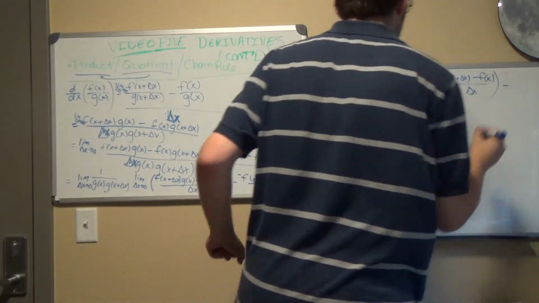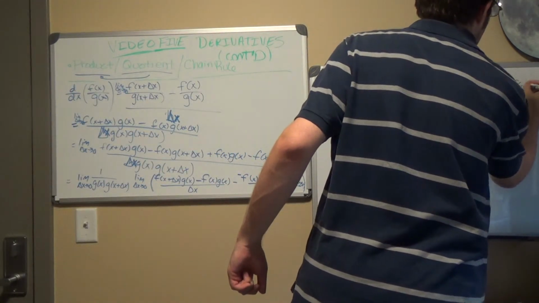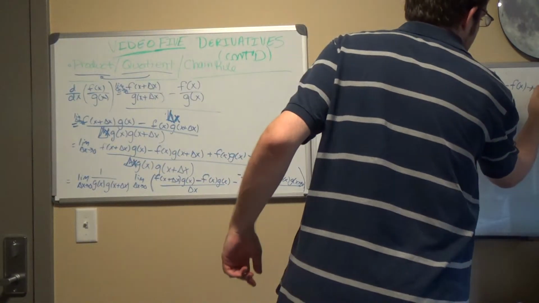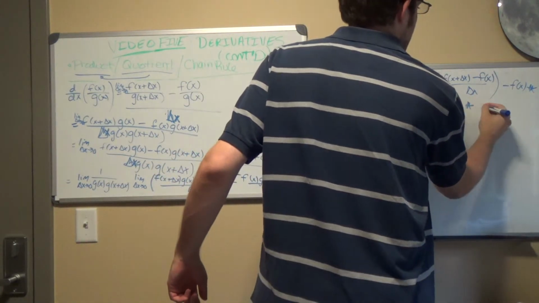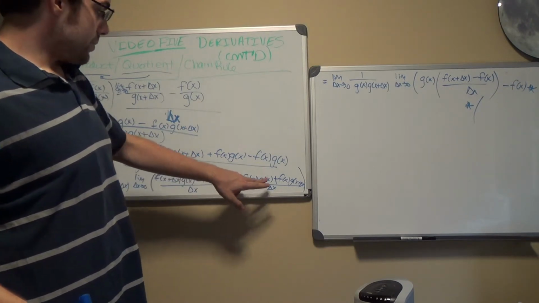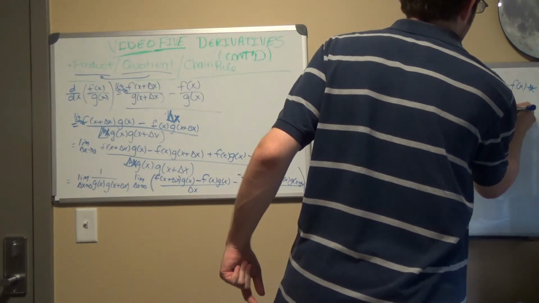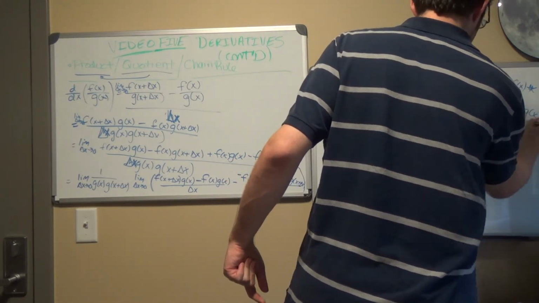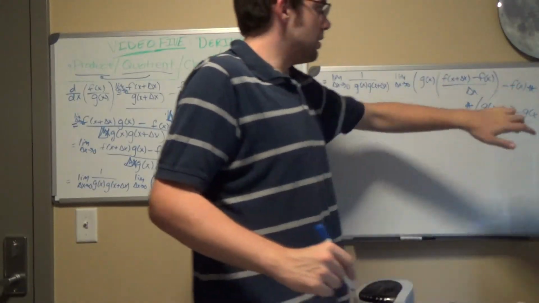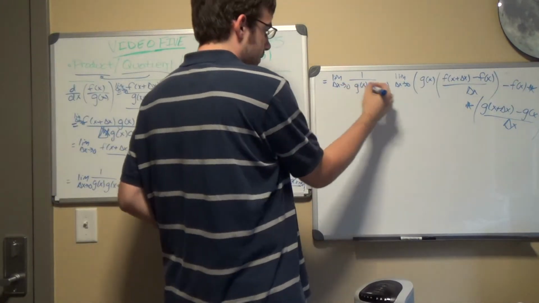minus, the like terms are f of x, and I'm going to carry this down into the next row. So our like terms factoring out is g of x plus delta x minus g of x divided by delta x. So we can bring the limits across everywhere and evaluate our limit here.